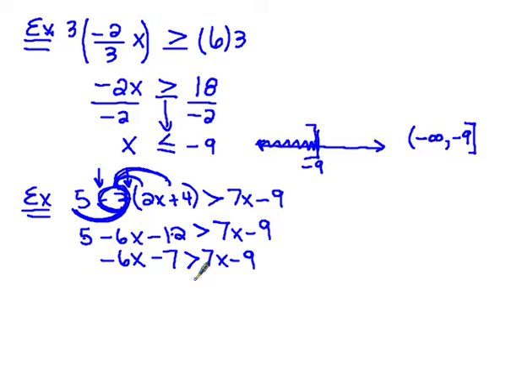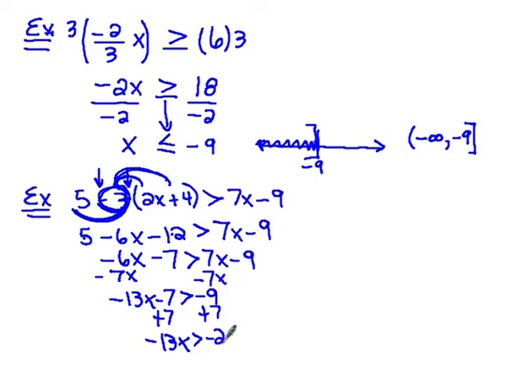So the first thing I'm going to do is subtract 7x from both sides. And I get negative 13x minus 7 greater than negative 9. So the next thing I'm going to do is add 7 to both sides. So I get negative 13x greater than negative 2. Now I'm going to divide both sides by negative 13.